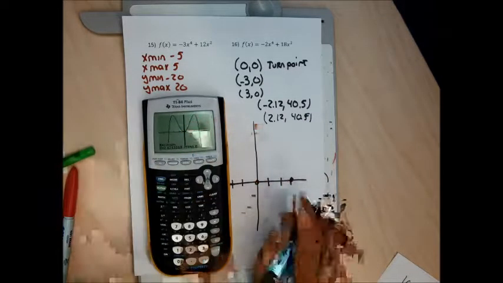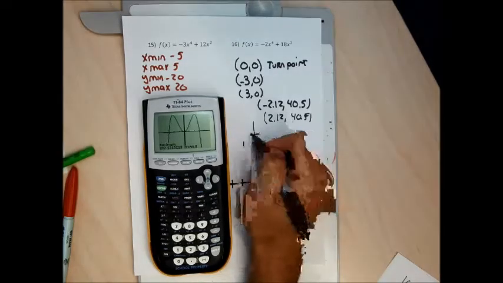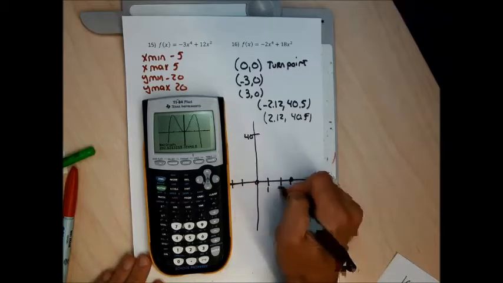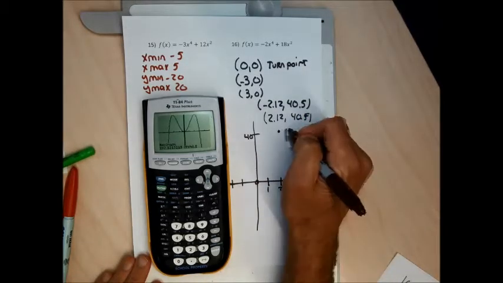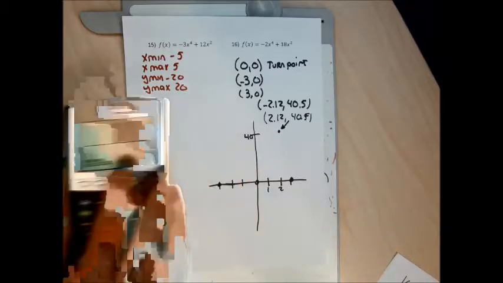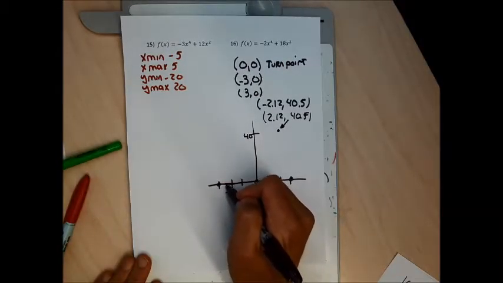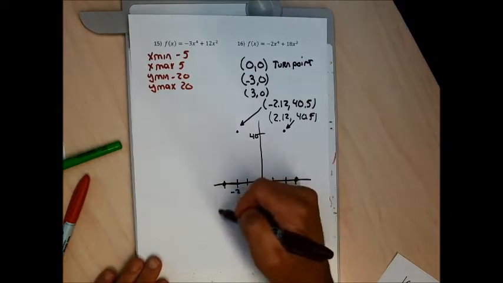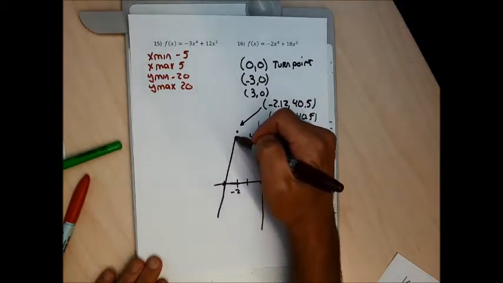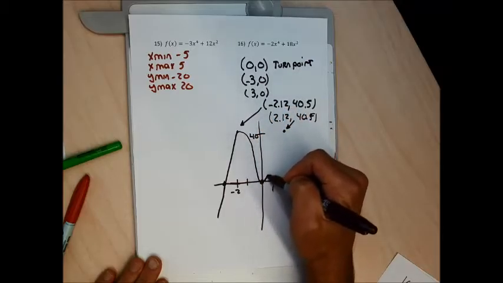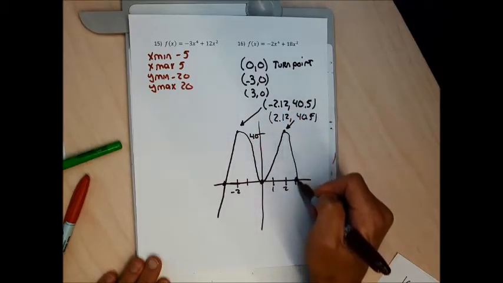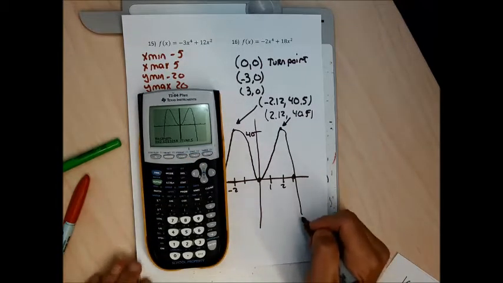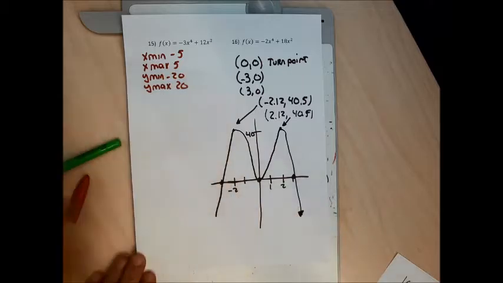I already have 3 of them plotted. I just need to get these turning points. I'm going to call this 40 on my y-axis and kind of fudge. So (2.12, 40.5) is that point. And then (negative 2.12, 40.5) is that point. And now I'm going to connect these. I go up, turn, turn, turn, down, more or less like that. Both of the arrows at the ends of my graph are going to be going down.